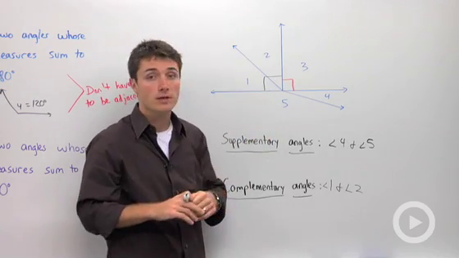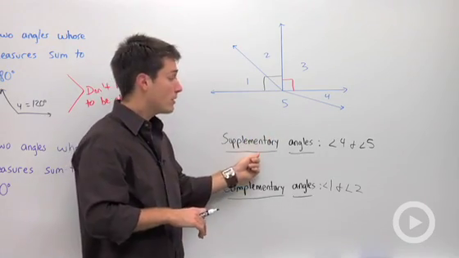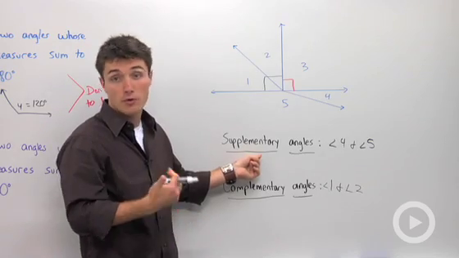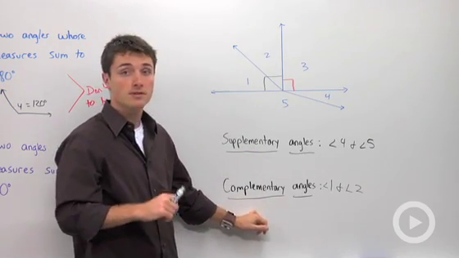So remember that when you're trying to evaluate your problems, supplementary angles sum to 180 degrees, or they're linear, and complementary angles sum to 90 degrees.